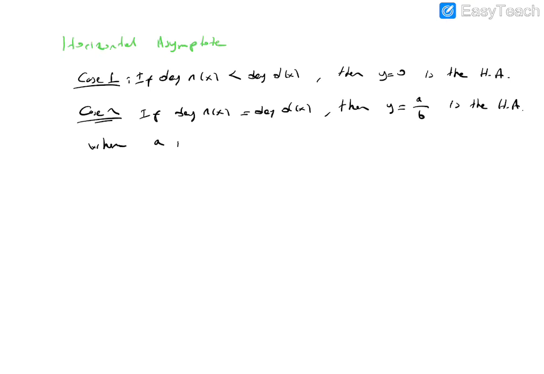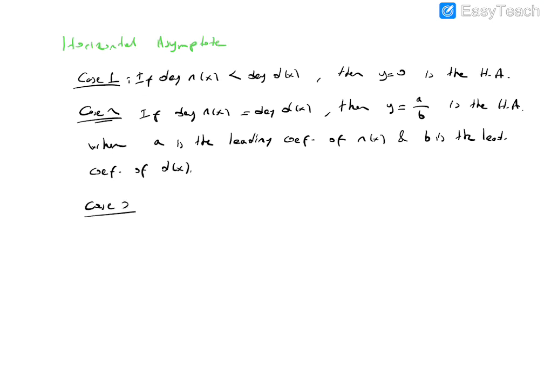where a is the leading coefficient of n of x and b is the leading coefficient of d of x. And the third case is if the degree of n of x is bigger than the degree of d of x. So in this case, there is no horizontal asymptote. Again, in the future, by using the limit concept, we will discuss this situation.